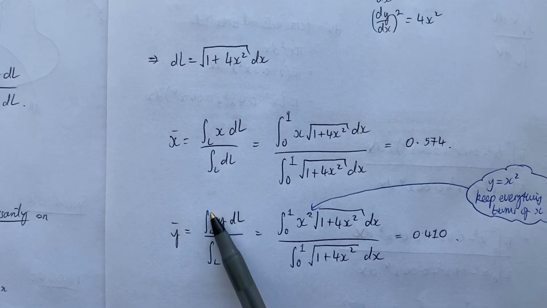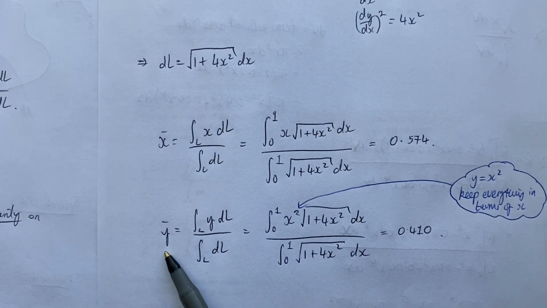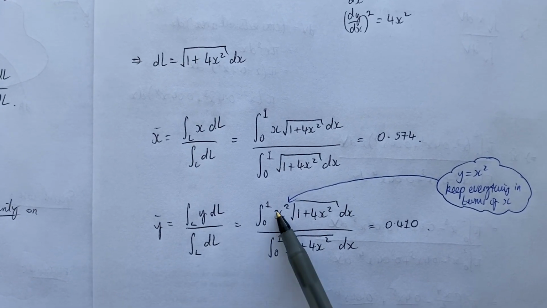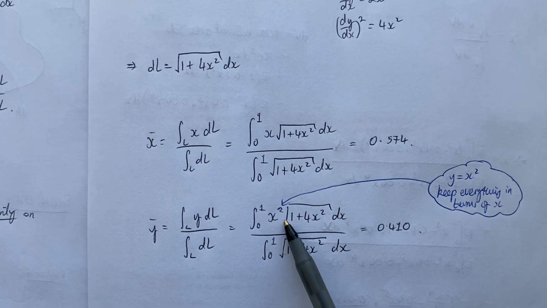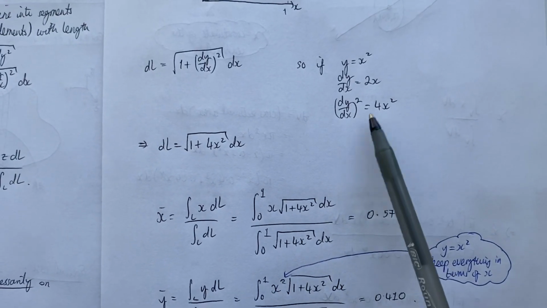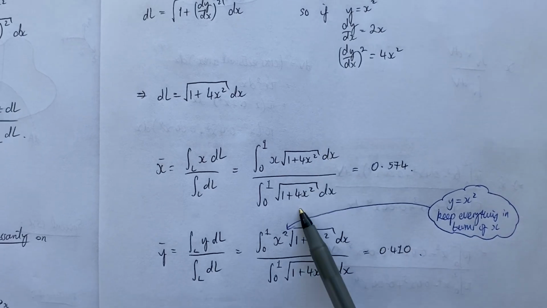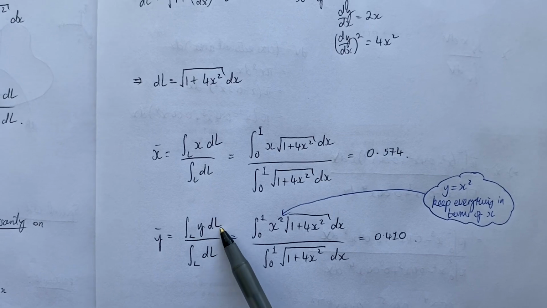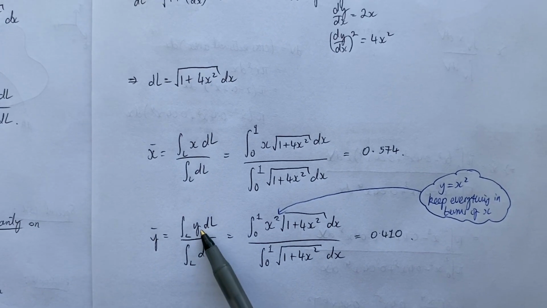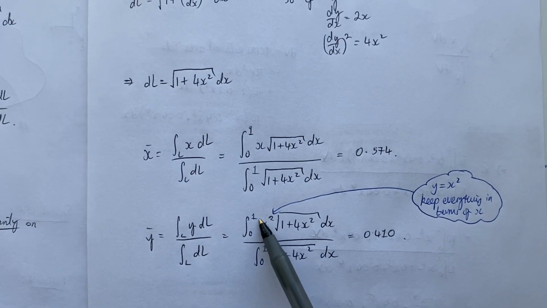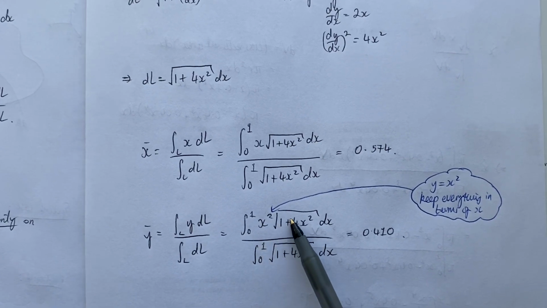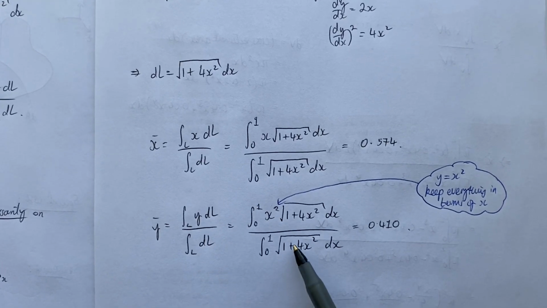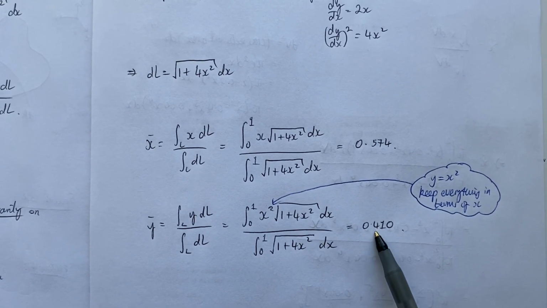When we do the integral equation to find the y coordinate of the centroid, what I've done here is left everything in terms of x squared so that I don't have to re-find this expression up here. So you'll notice I need to integrate y with respect to dl, with respect to L. And y is equal to x squared, so that's why I've just replaced y with x squared, and then dl just stays the same. Then if I do this integration, I should get the following result.